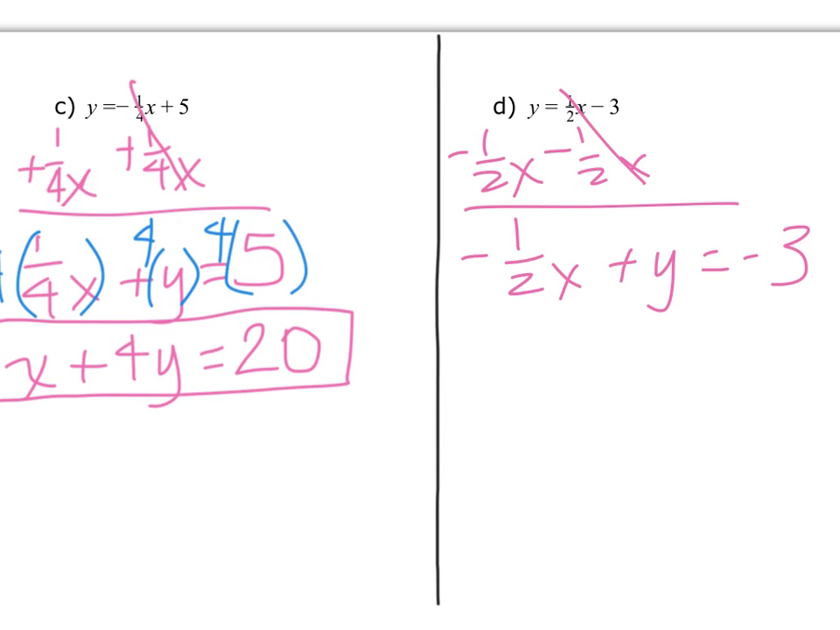So, x and y are on the same side, yes? Yes. Are a and b both whole numbers? No. So what do I need to do to that negative 1/2 to make it a whole number? Multiply by what? 2. By 2. So I'm going to multiply each term by 2, just like we did in the last problem, right?